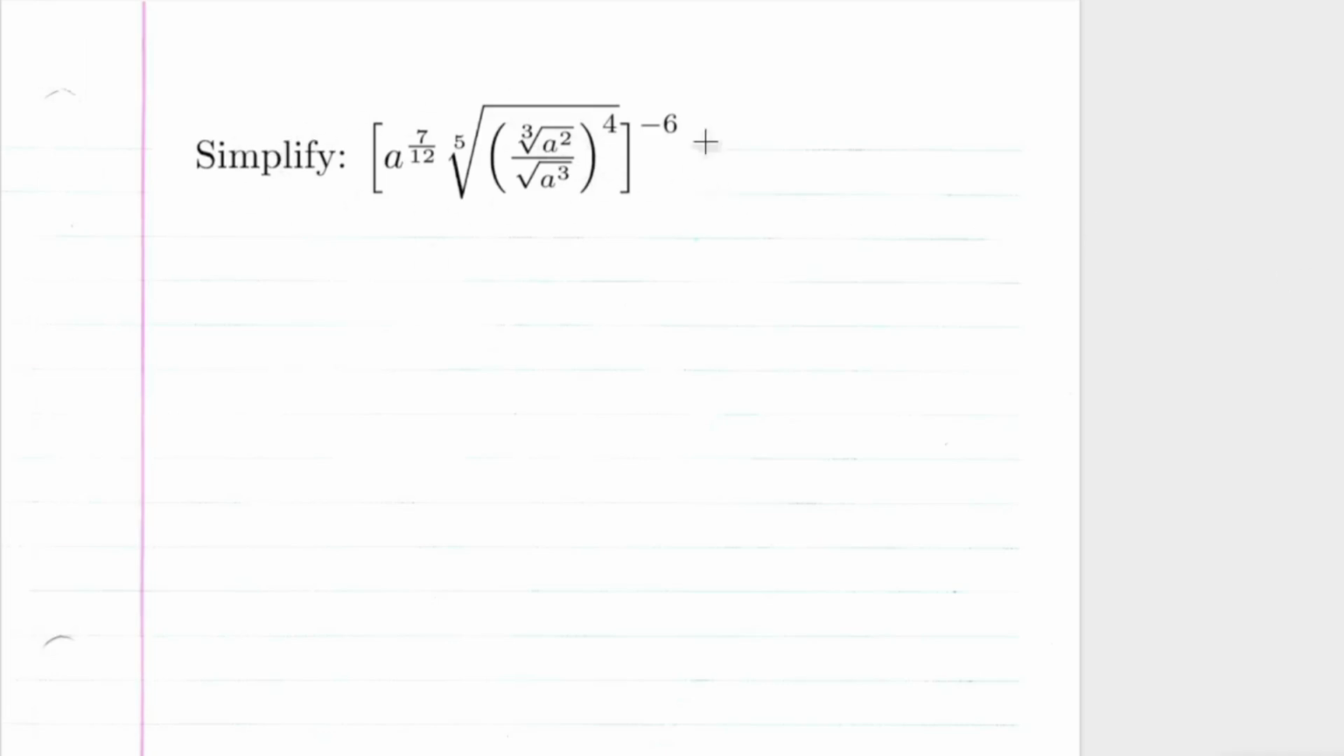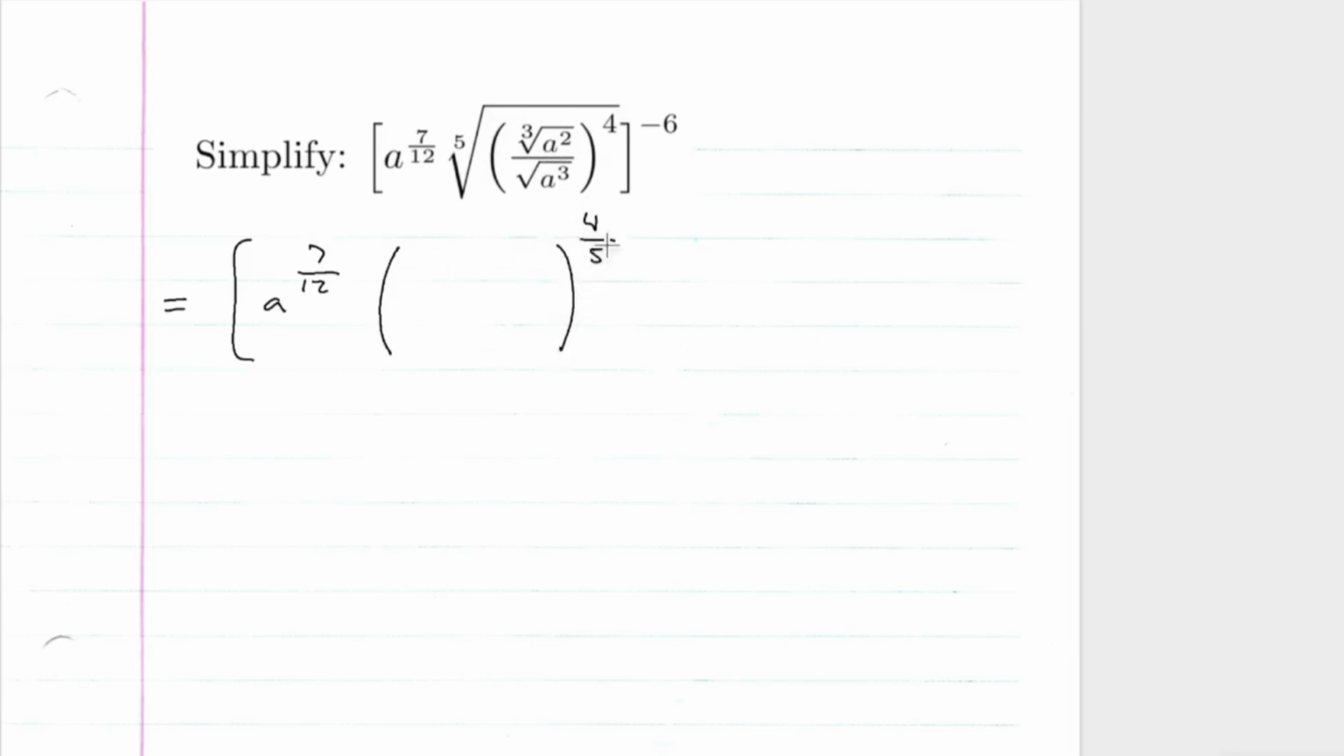All right, we wish to simplify this expression here. So let's go ahead and I'm going to get rid of all these radicals, okay? So I know this is the same thing as a to the 7 over 12. And then this will be this thing raised to the 4/5. So let me go ahead and just do to the 4/5.